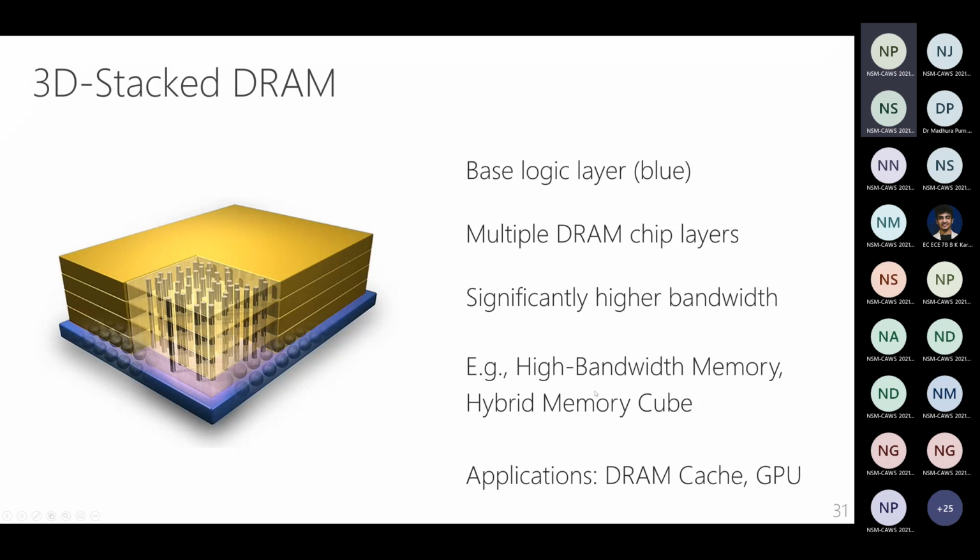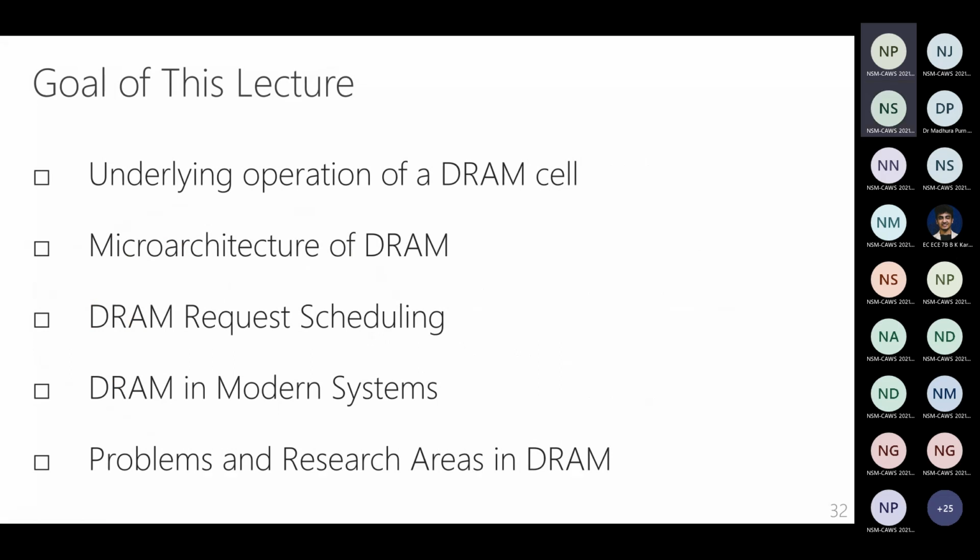Examples are high bandwidth memory, which is already in production and commercialized, used by many GPUs and other architectures. There is the hybrid memory cube, which is promoted by Intel, which essentially allows for actual computation logic to be present in the logic layer. Applications are, like I said, DRAM cache, or GPUs. Many GPUs use these devices to get much higher bandwidth. So those are some examples of DRAMs that are present in modern systems. Let's see if I have more questions here.